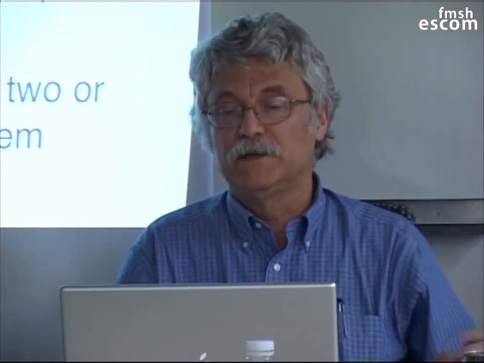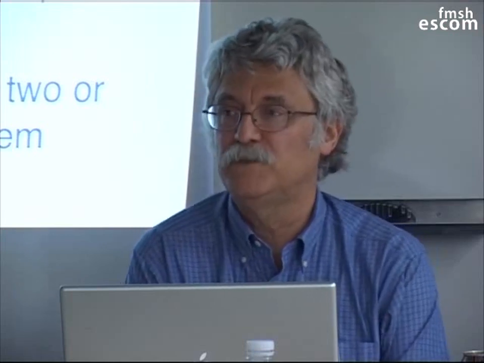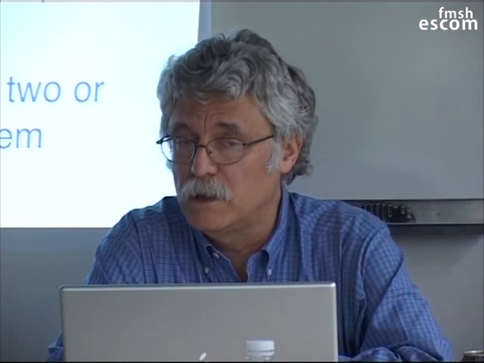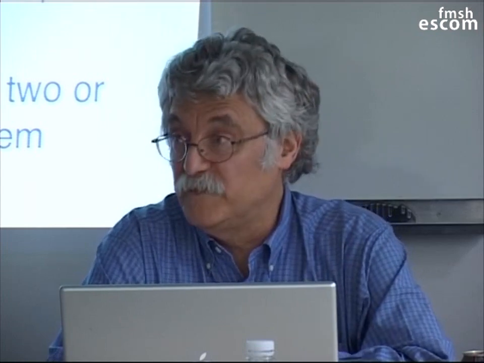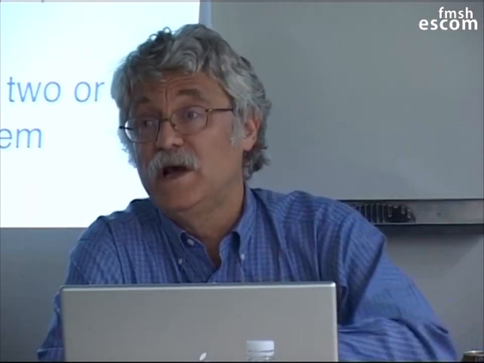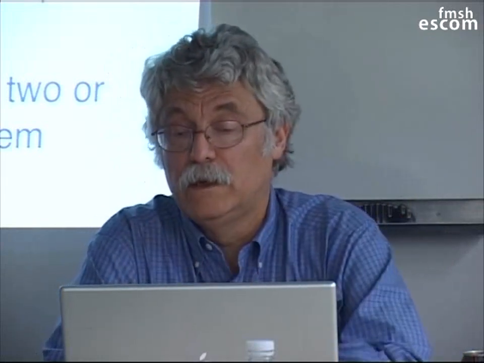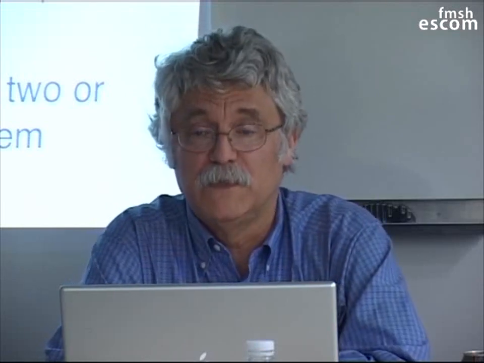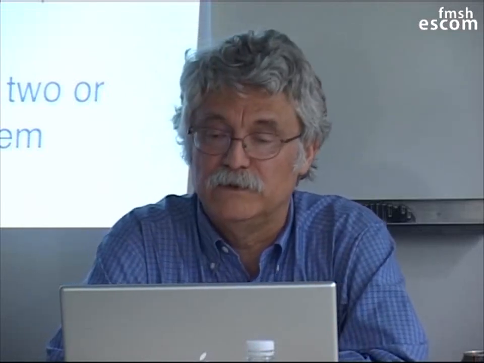So what do we actually mean by Middle Chinese? When I say Middle Chinese, I'm talking about early Middle Chinese, which is a system of pronunciation that's indicated in these sources that I've mentioned. Now, there's also another kind of phonological work, the rhyme tables, which arrange syllables in tabular format. These are from a later period, and one of Ted Pulleyblank's major contributions, I think, was to clarify that there was a difference between early Middle Chinese, which was represented in the rhyme books, and late Middle Chinese, which is represented in the rhyme tables, which come at a later time. Karlgren really thought that they were both representing more or less the same system, and it's very clear now that that's not true.